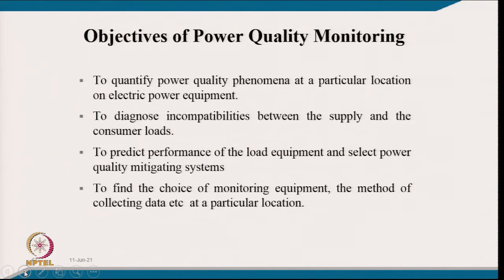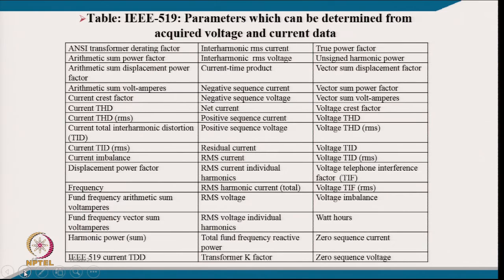Coming to the objective of power quality monitoring: the purpose is to quantify the power quality phenomena at a particular location of electrical power equipment, to diagnose incompatibility between the supply and the consumer loads, to predict the performance of the load equipment and select power quality mitigation systems for that location, and to find out the choice of monitoring equipment and the method of collecting data at a particular location.